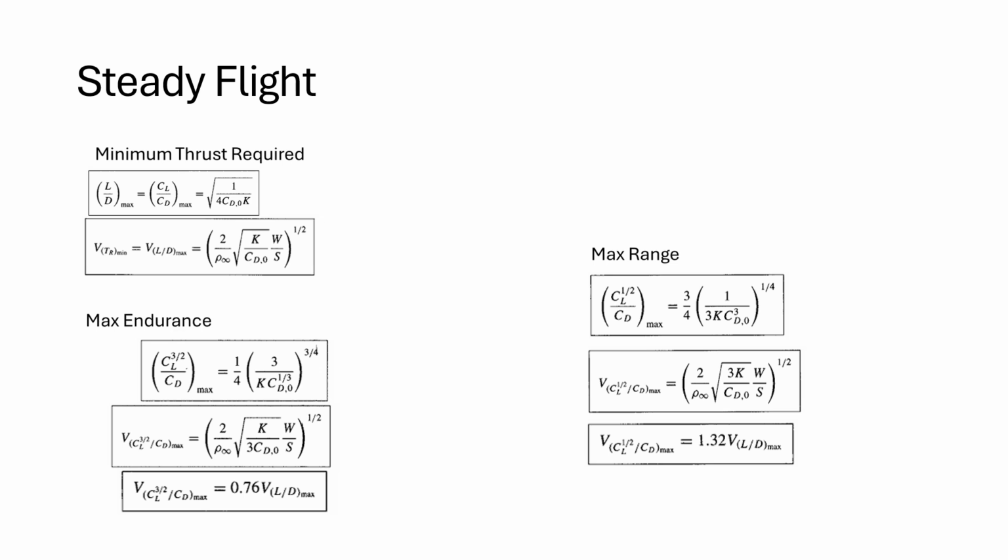So what we need for maximum endurance and what we need for maximum range. Now remember, here maximum endurance, this thing is for prop jets, propeller driven airplanes. For turbojet and turbofan, we use L by D max. So this is the maximum endurance for turbofan and turbojet. This is the maximum endurance for propeller driven. For turbofan and turbojet, this is the maximum endurance speed.